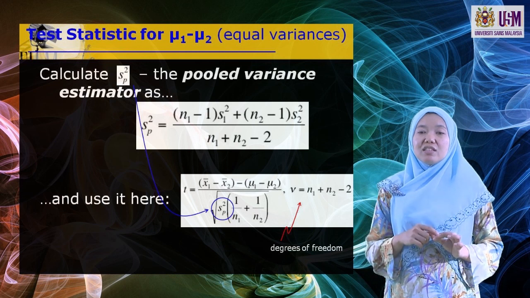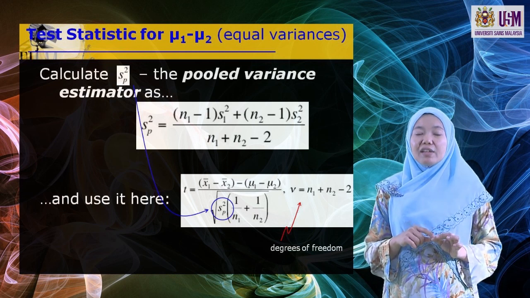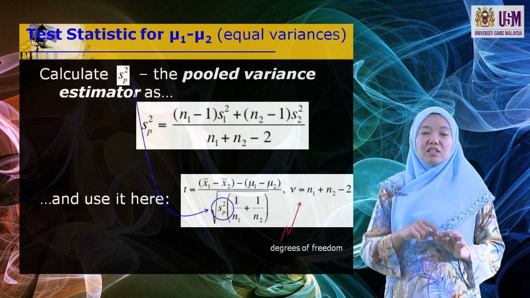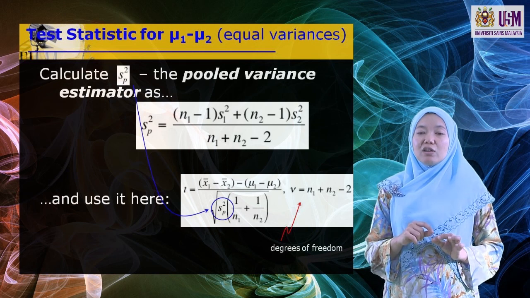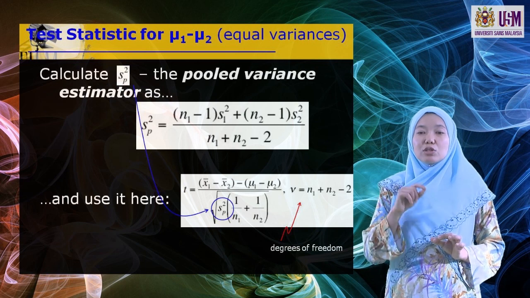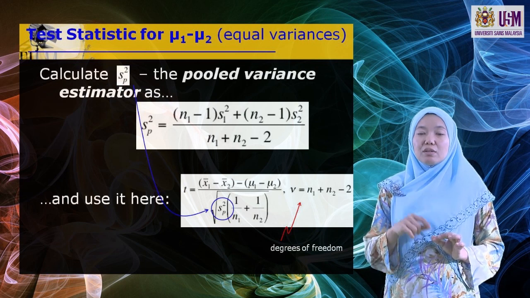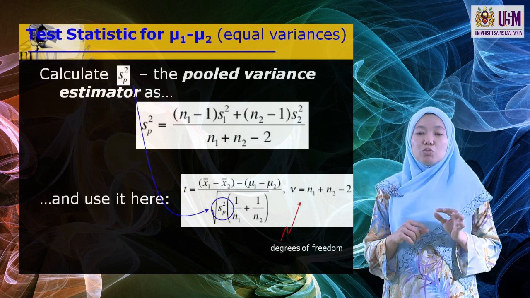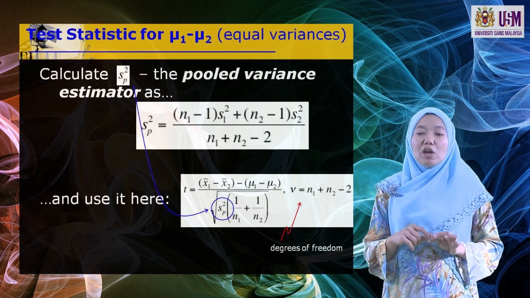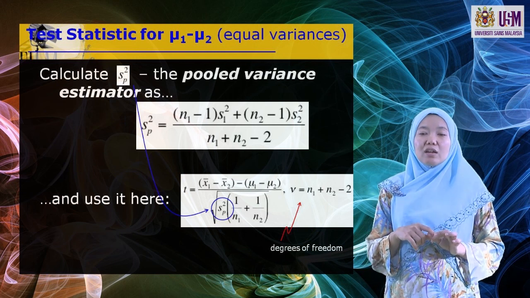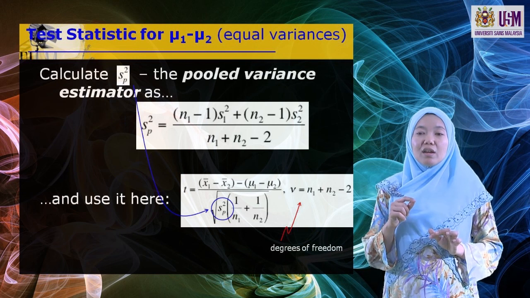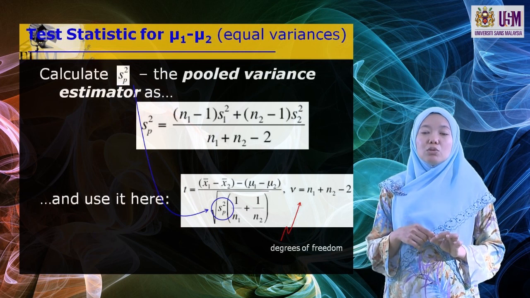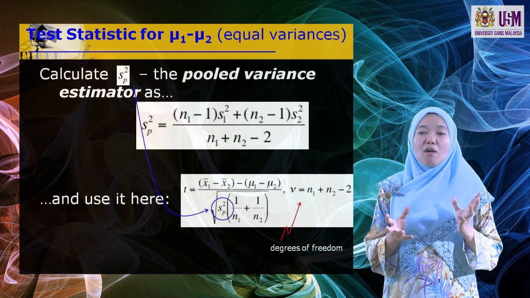You put this in the formula, so the standard error now becomes, the numerator is still the same for t, and the denominator is the square root of Sp squared, in brackets 1 over n1 plus 1 over n2, close bracket. So the v, which equals the first sample size plus the second sample size minus 2, is what we call the degrees of freedom.